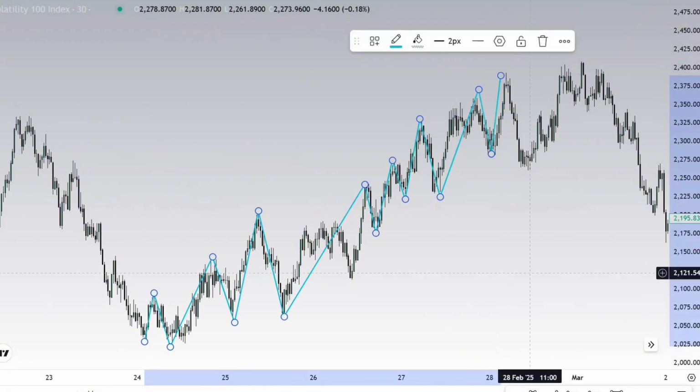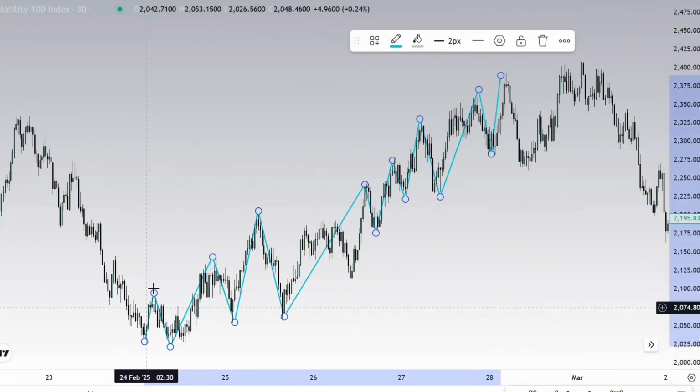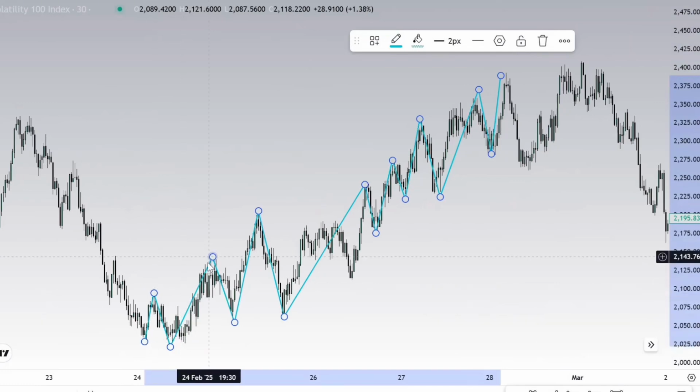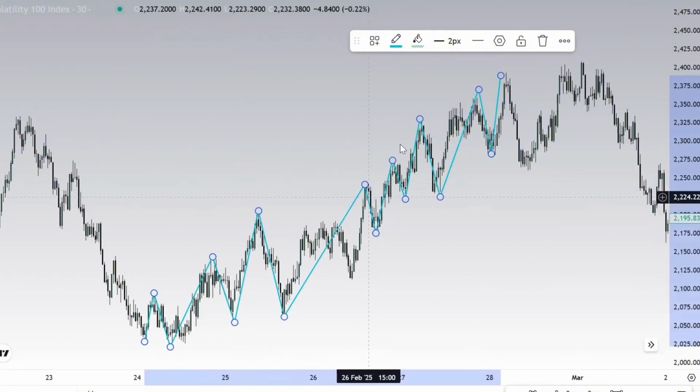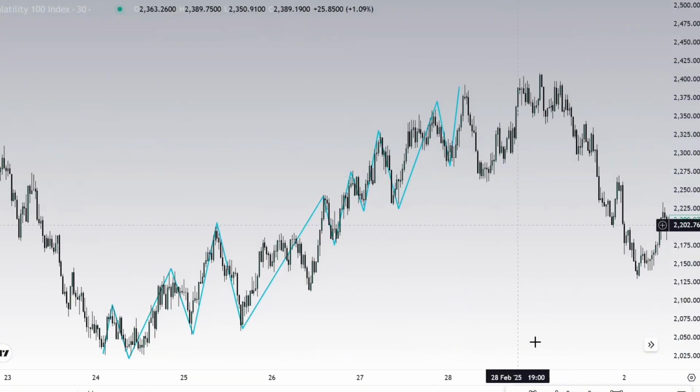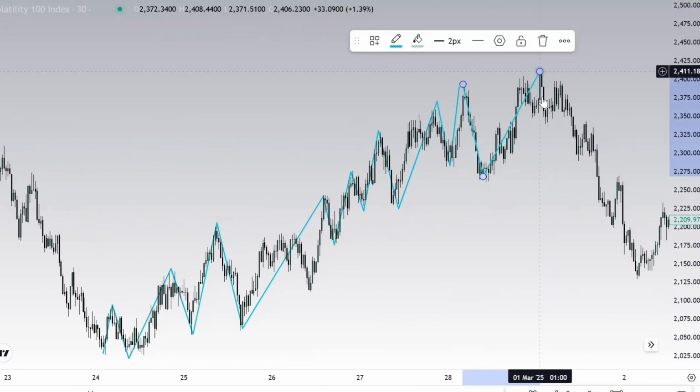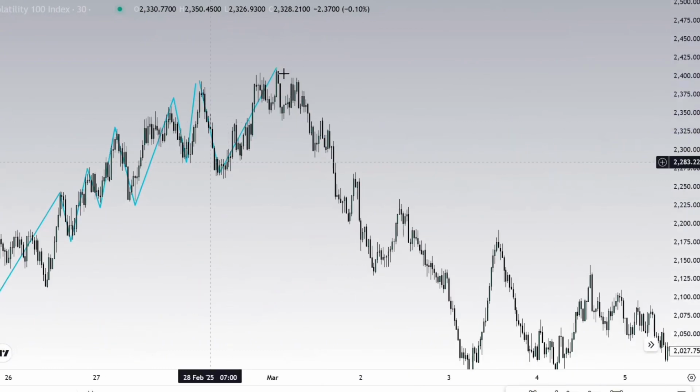We are going to call this movement to the upside impulse. This movement to the downside, we call it retracement. Movement to the upside, impulse. Movement to the downside, retracement. Impulse, retracement. Impulse, retracement. Then we still came back and gave us a retracement, then impulse to the upside. That is an impulse to the upside.